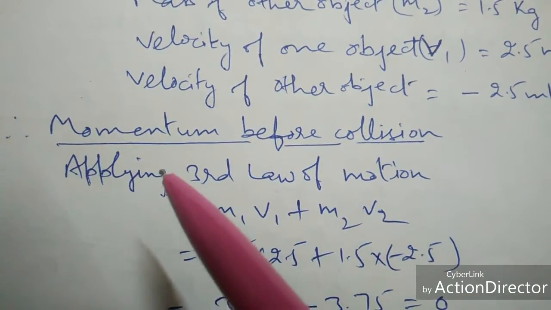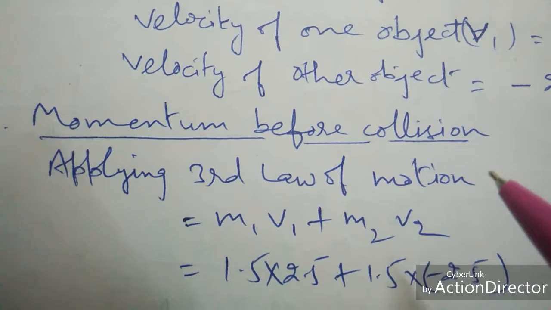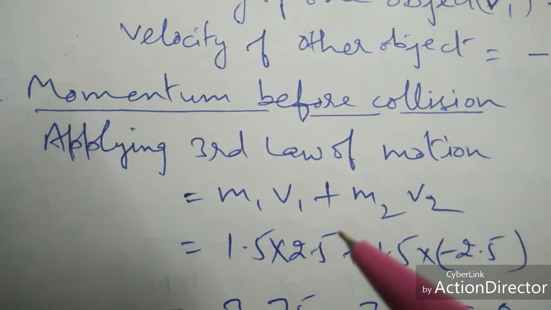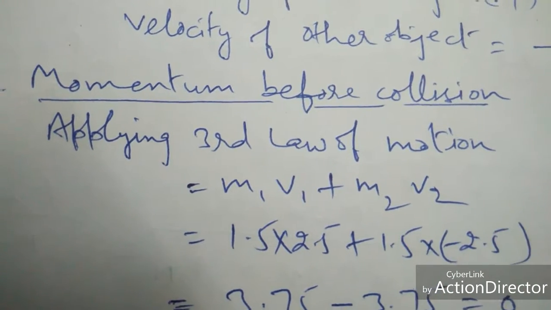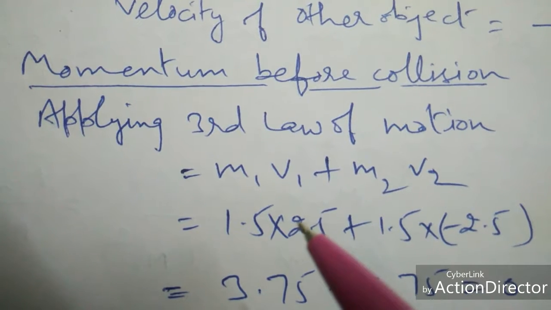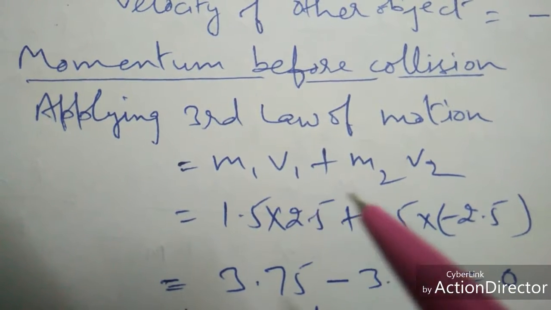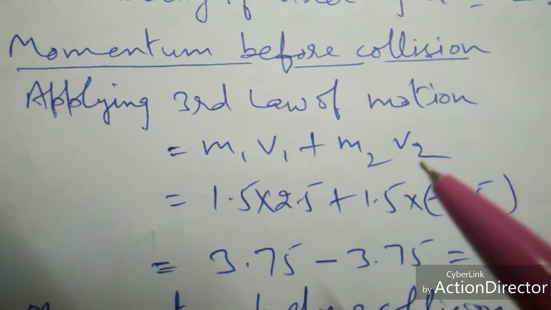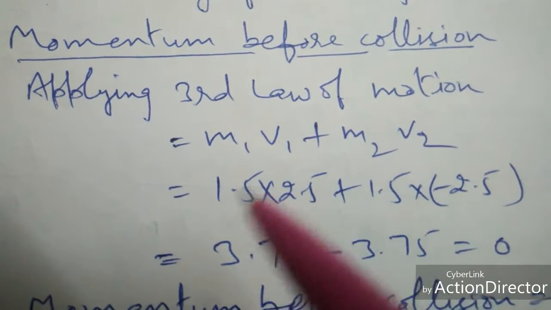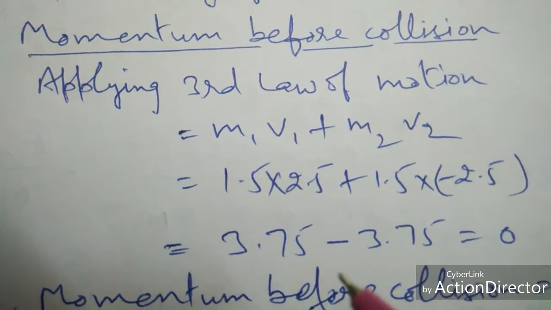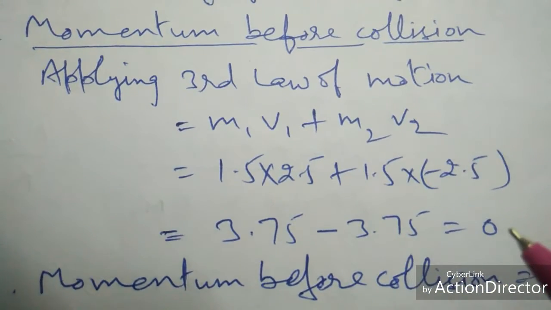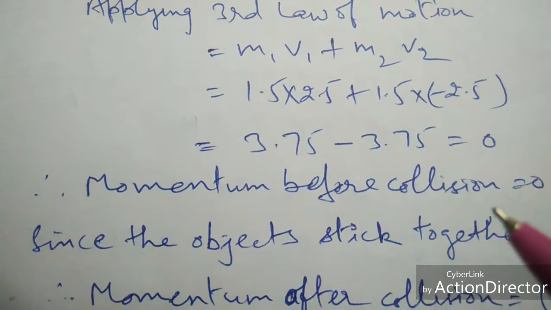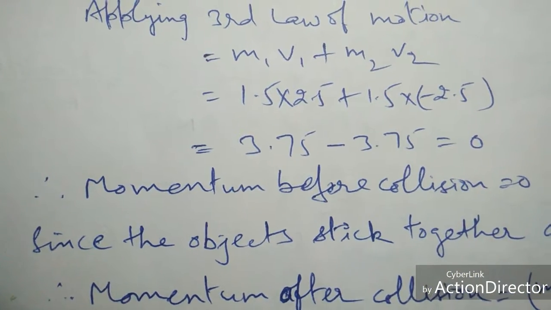First of all, we will find out the momentum before collision, applying the third law of motion, that is m1 into v1 plus m2 into v2, where m1 is the mass of one object, v1 is the velocity of the first object, m2 is the mass of the second object, and v2 is the velocity of the second object. Putting all these values, the momentum before collision will come out to be 0. Now we have to take the second step.